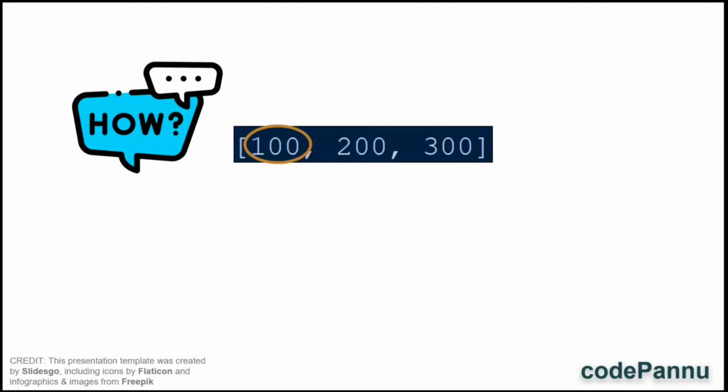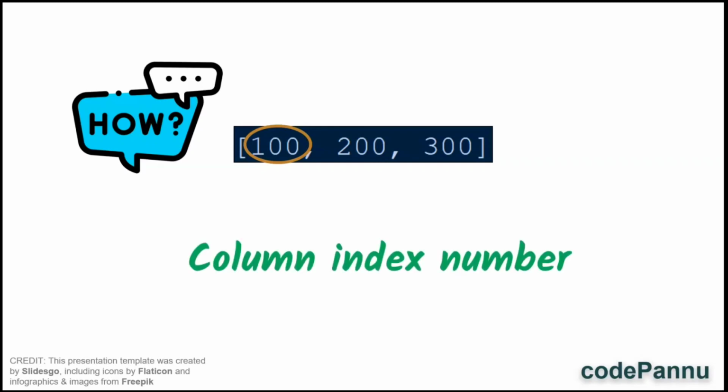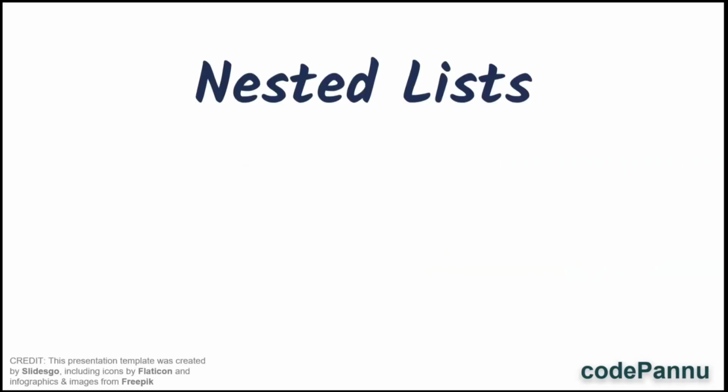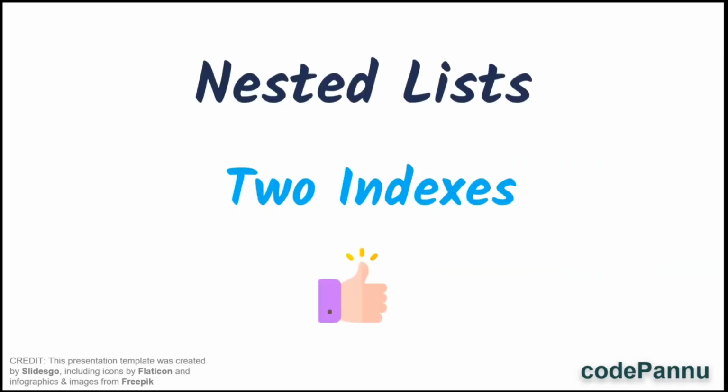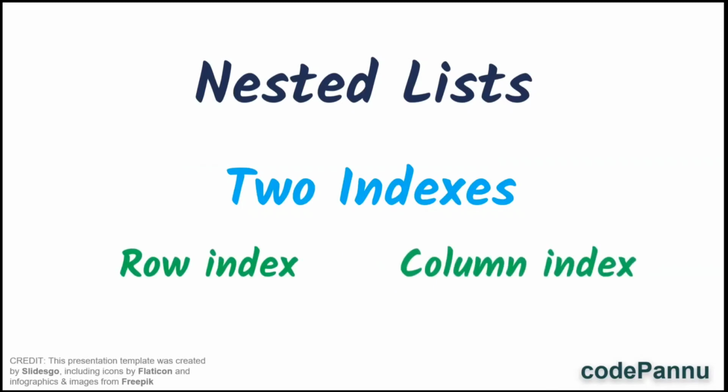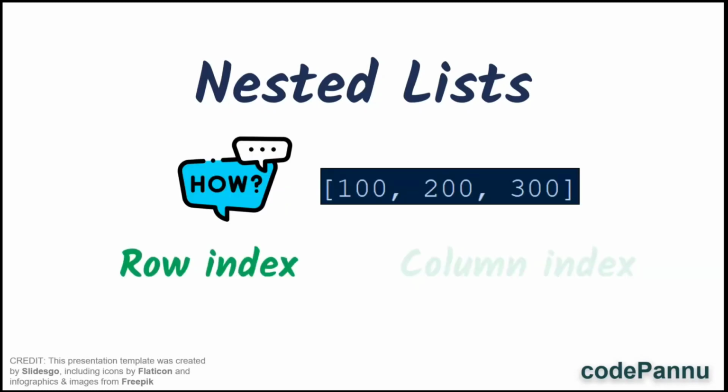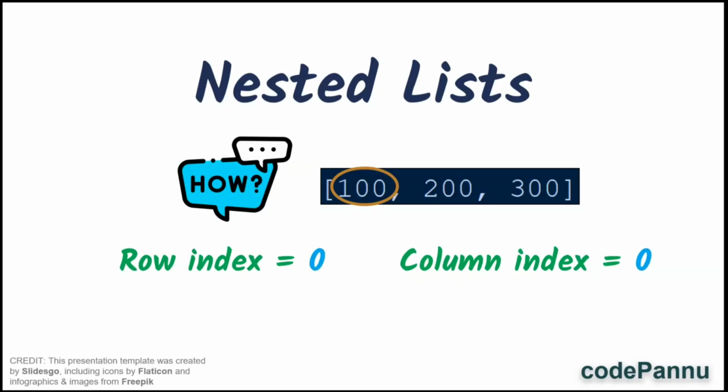To get 100 from this output, we have to use one more index which is called the column index number. Because 100 is the first item in the output, the column index number will be 0. So, in the nested list, if we want to print a particular item, then we should have 2 indexes. The first index is the row index number and the second one is the column index number. Let us see how to use the row index number and column index number to get 100 from this nested list. So, the first item takes the row index number as 0 and column index number as 0.